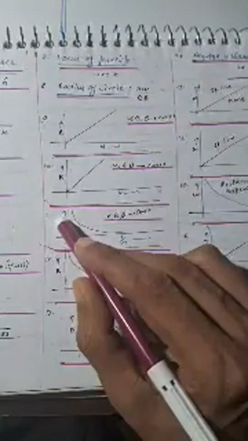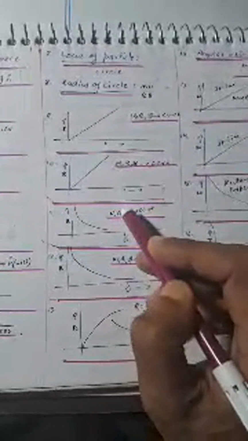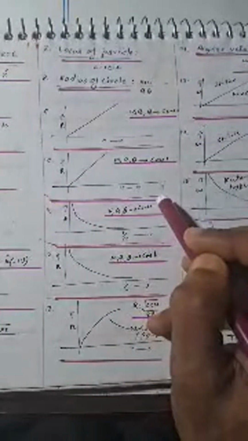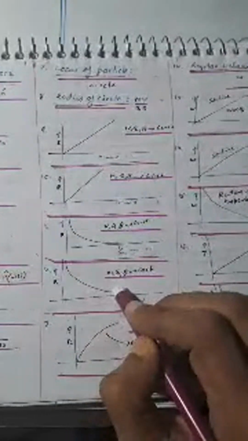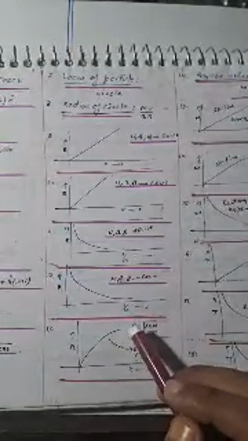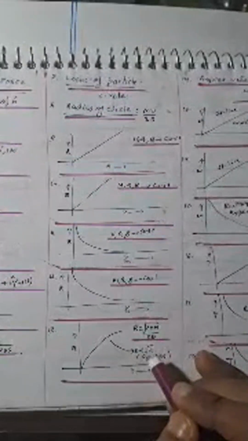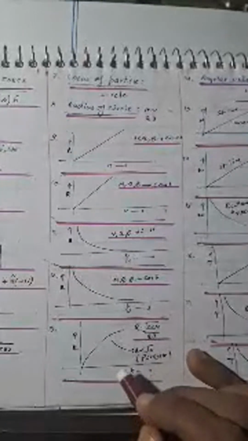Then the graph between r and 1 by m. We take 1 by m as x, so m will be 1 by x. So r will be proportional to 1 by x, so that graph will be a rectangular hyperbola as shown here. Similarly, the graph between r and 1 by v will be a rectangular hyperbola. Then is r versus K. In terms of kinetic energy, radius can be written as root of 2Km upon qB, where K is the kinetic energy. So r is proportional to root K, and the graph will be a parabola turning toward the K axis as shown in the figure.